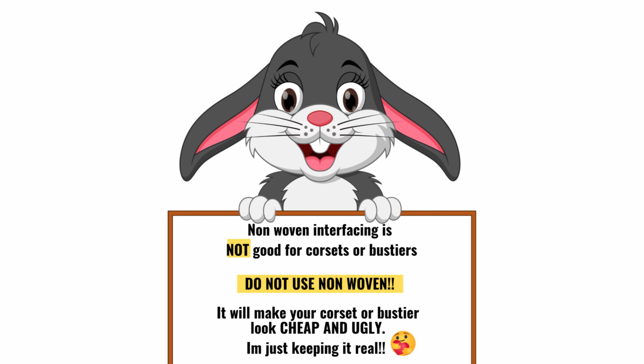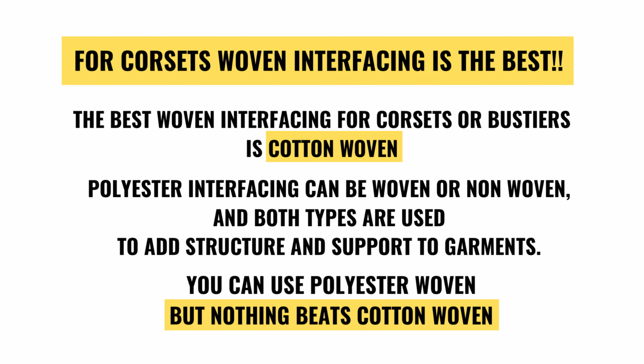Guys, non-woven interfacing is not good for corsets or bustiers. Do not use non-woven. It will make your corset or bustier look cheap and ugly. I'm just keeping it real. For corsets, woven interfacing is the best. The best woven interfacing for corsets or bustiers is cotton woven. Polyester interfacing can be woven or non-woven, and both types are used to add structure and support to garments. You can use polyester woven, but nothing beats cotton woven.